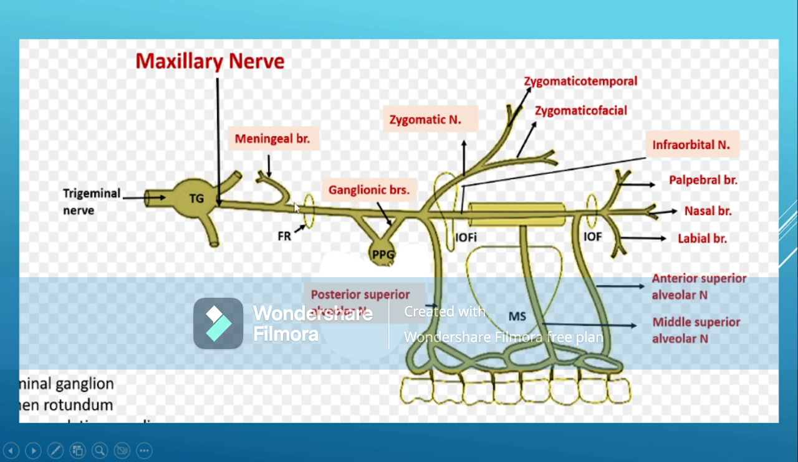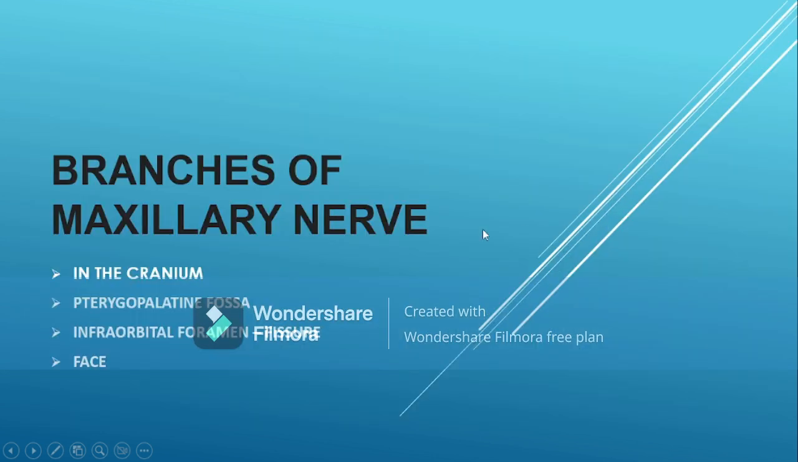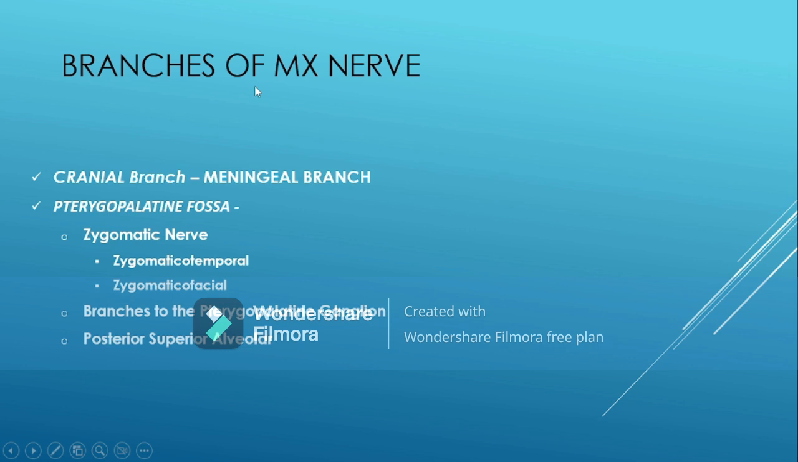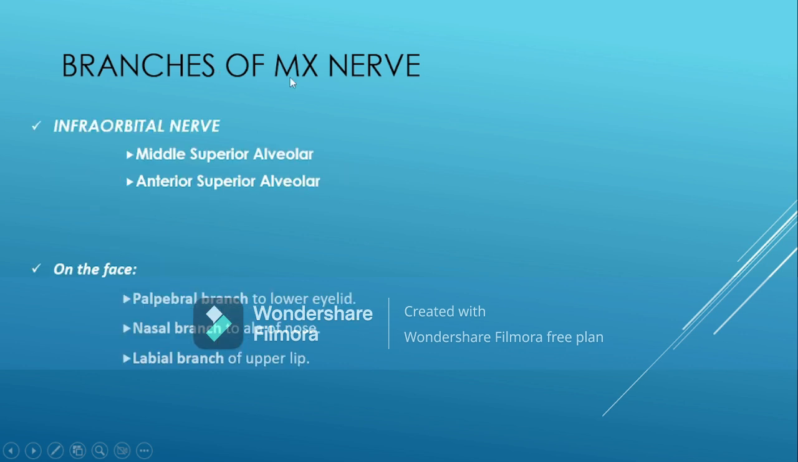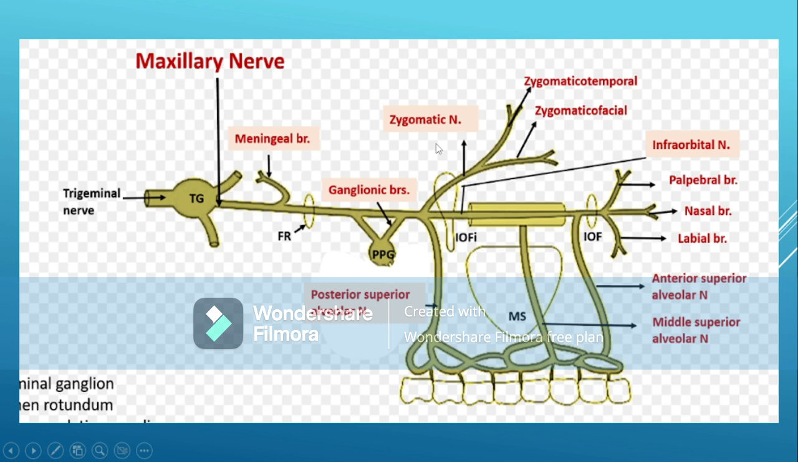This is the first part, that is in the cranium. Then, leaving the cranium by the foramen rotundum, this is the second part, the pterygopalatine part. Then the infraorbital fissure part or infraorbital part, and the last part is the face part. So here are the divisions: in the cranium, in the pterygopalatine fossa, in the infraorbital fissure and foramen, and the face. Now we will study the branches of the maxillary nerve. By starting, you can memorize this diagram.